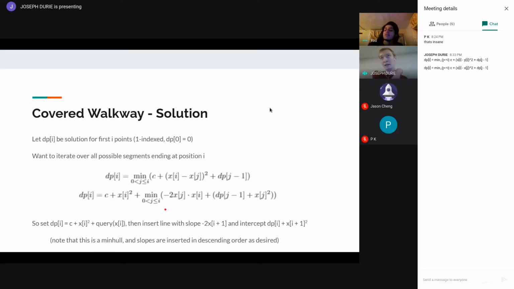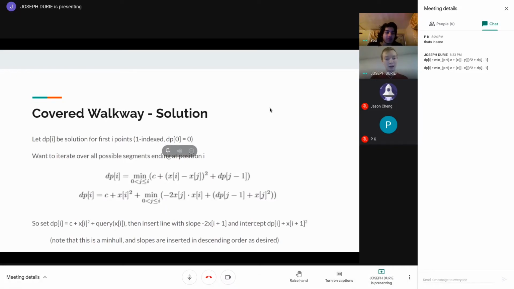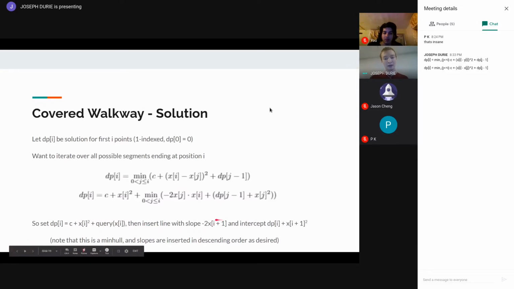So what we can do here is the same strategy we were talking about before. We first compute dp i as c plus x i squared plus query x i, because we're querying at the x value x i with these slopes and intercepts. And then we insert a line that has slope negative 2 x i plus 1 and intercept dp i plus x i plus 1 squared. And now when we compute dp i plus 1, we have all that already in the hull, so we can do the query. And you just alternate queries and insertions like that until the end.